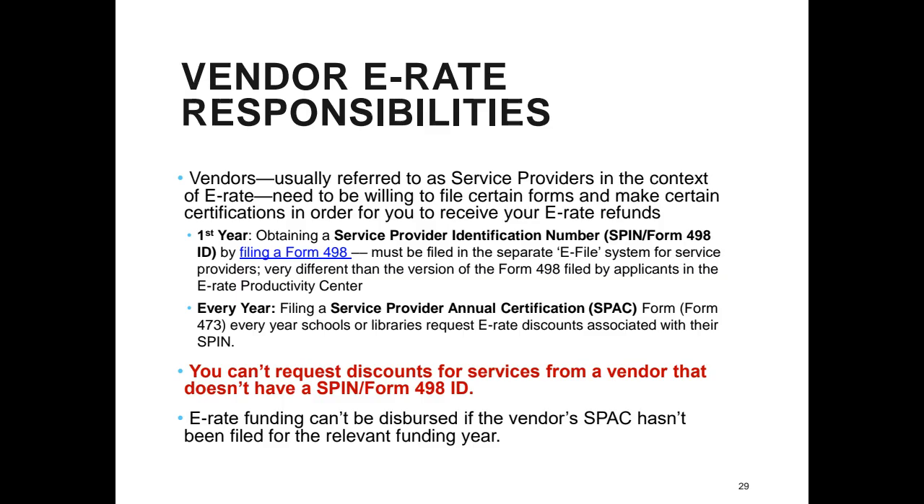And then any year when a school or library is requesting discounts on a vendor's services, they have to have an annual certification form on file to say, yep, FCC, I'm still going to play along with those E-rate rules. If they don't have the Form 498 or the SPIN, and they don't have the relevant annual certification form on file, you're not going to be able to invoice those discounts. So it's really important that you work with vendors that are willing to play ball.